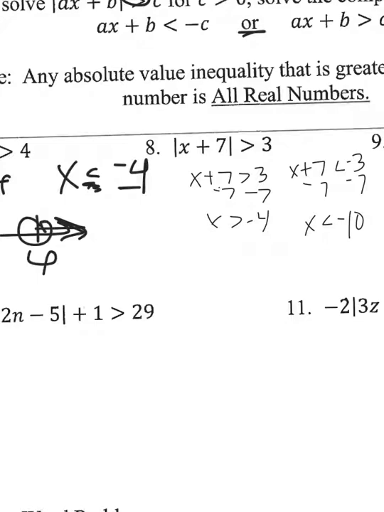So these are your disjunctions, so they always have the word "or." If you're not sure if it's a conjunction or disjunction, just visualize what your graph is going to be. It's greater than negative 4, less than negative 10. So you're talking about negative 4 and negative 10; greater than goes this way, less than goes this way. So it's creating that disjunction of the two values.